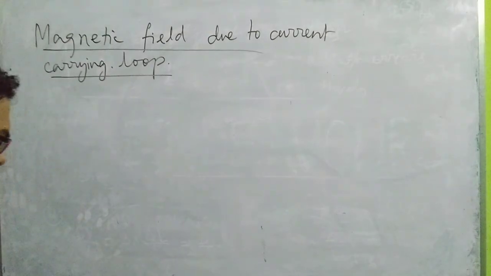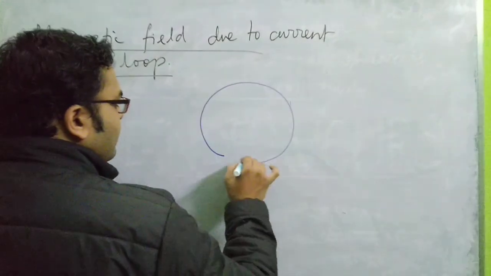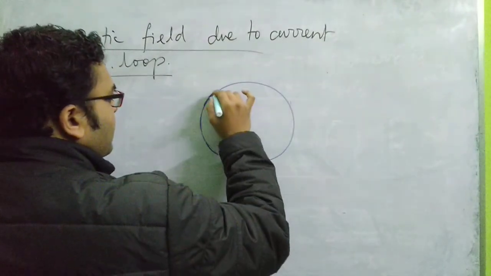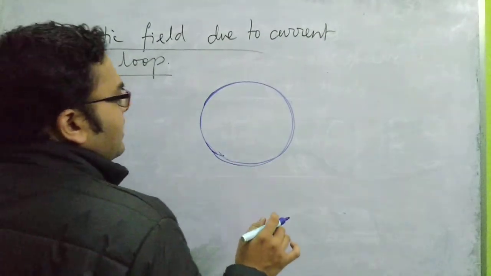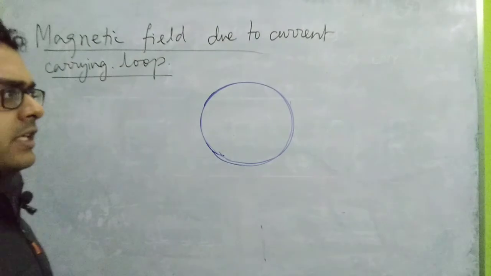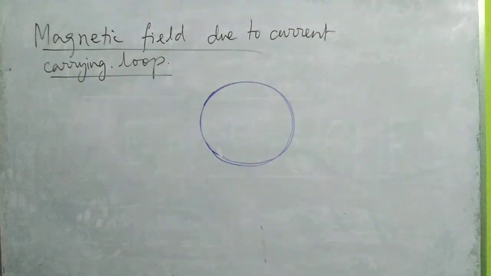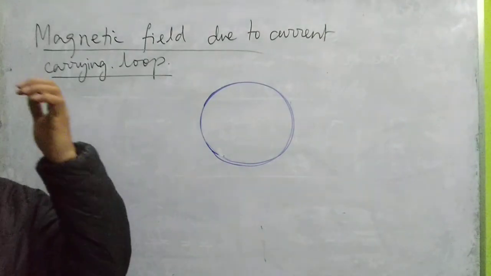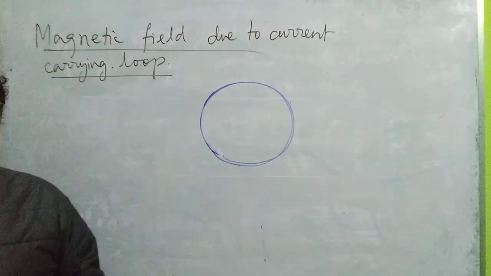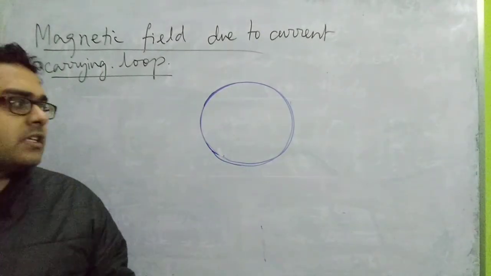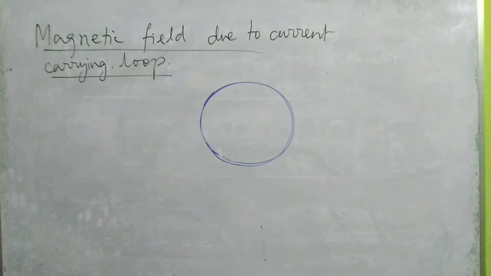Okay, so if I consider a current carrying loop like this, this is a single loop. There must be some connections that cause the flow of current in this wire. There is obviously some source which I have not shown in the figure, attached to this wire, which causes the current to flow in the loop. Now what happens when current flows through this loop? A magnetic field is produced on the other side of this loop, and this loop actually behaves like a magnet.